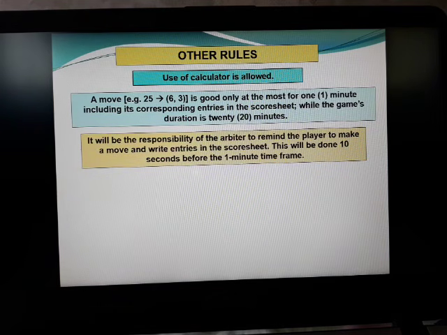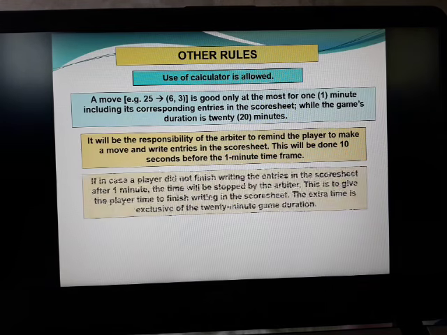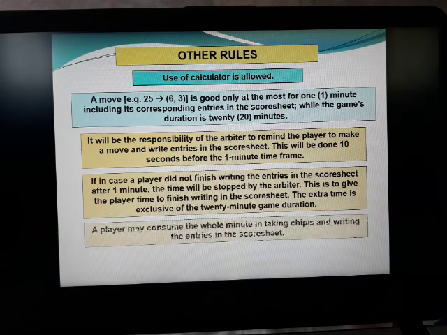It will be the responsibility of the arbiter to remind the player to make a move and write entries in the score sheet. This will be done 10 seconds before 1 minute of the time frame. In case a player did not finish writing the entries in the score sheet after 1 minute, the time will be stopped by the arbiter. This is to give the player time to finish writing in the score sheet. The extra time is exclusive of the 20-minute game duration.